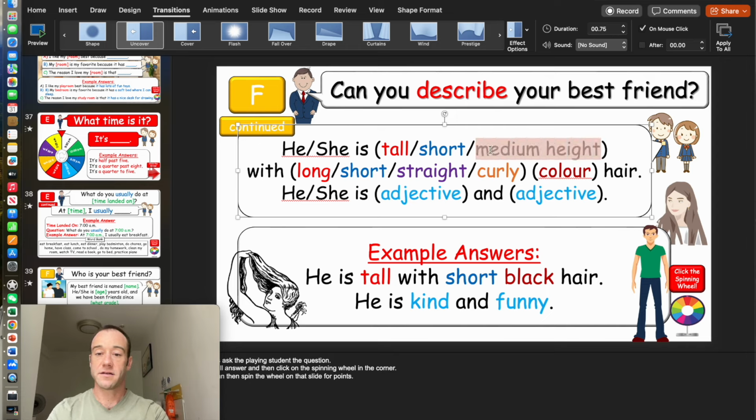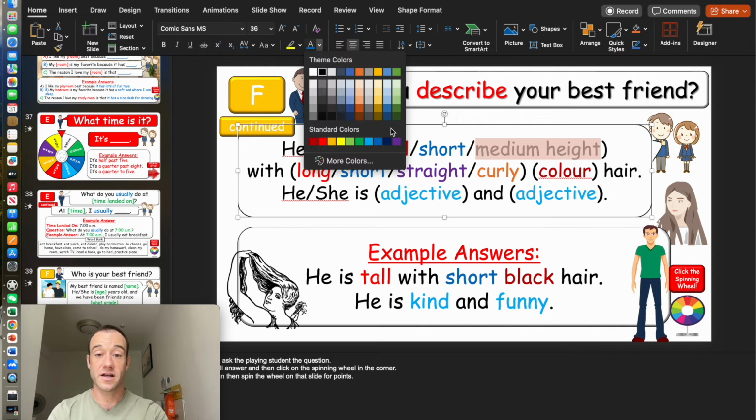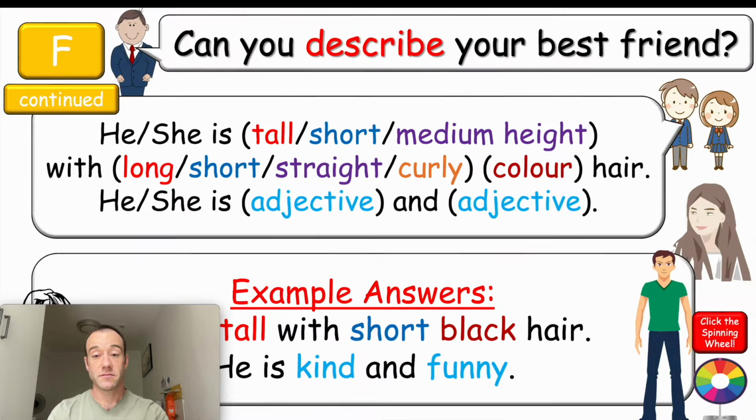Medium height. This might be something that the students haven't seen before as far as a way to say something, but you know, they can learn it there. Or you can even change it to average height if you want. Yeah, we could change to average, medium. You can adjust this PowerPoint however you like in your class.